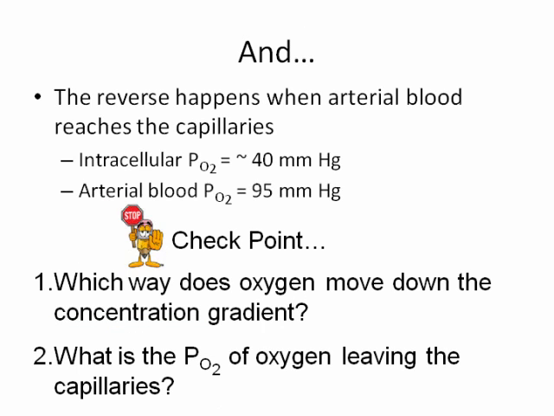And if we look at the reverse of this, when the arterial blood reaches the capillaries, it's going to have an intracellular partial pressure of oxygen of about 40 millimeters of mercury. So that's the tissue pressure. The arterial blood is going to have a partial pressure of about 95 millimeters of mercury. And so which way is oxygen going to move down this pressure gradient?